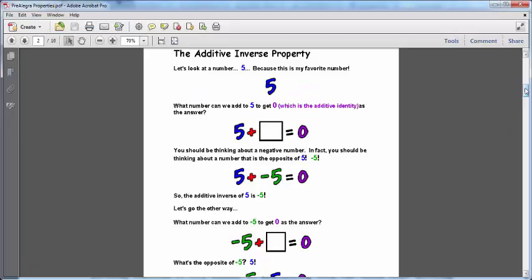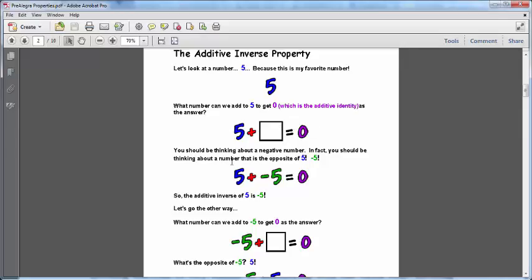The next property is the additive inverse property. This property is derived from the additive identity property. So let's look at this example. We have 5, but we want 0. How do we get a 0 when we start with 5?